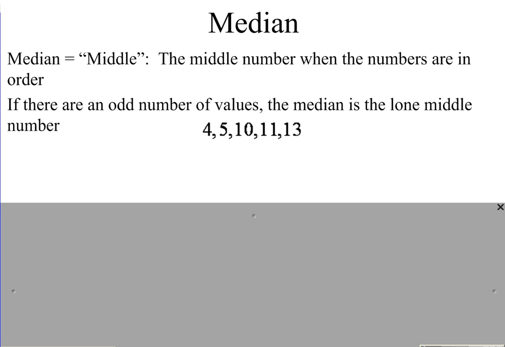If there are an odd number of values in your data set, then the median is the lone middle number. In other words, there is one number that is directly in the middle. If I look at this data set, it already is written in order from least to greatest. We can clearly see that 10 is the number in the middle. There's 2 numbers to the left, there's 2 numbers to the right. There's a total of 5, which means we have an odd number of values. Anytime we have an odd number of values, there will be one lone middle number. So in this case, the median is that number, which is 10.